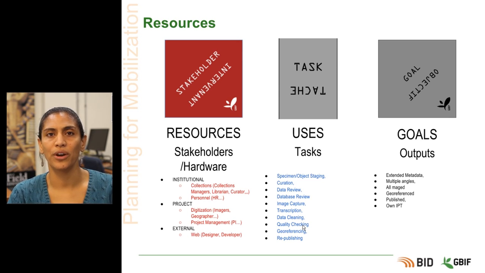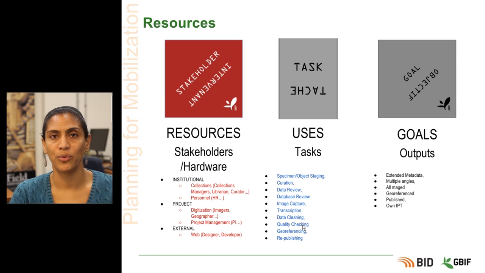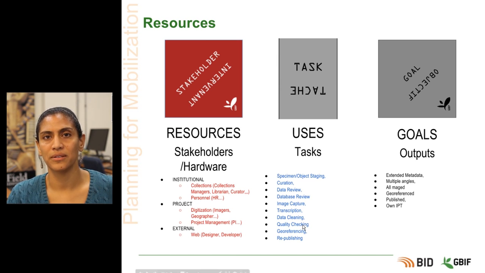Those people who work for the institution funding the project, but who are specifically funded by the project, we will call those project stakeholders. Lastly, there will be people who do not work for the institution that is running the project, but who will be required to work for the project. These we will call external stakeholders.